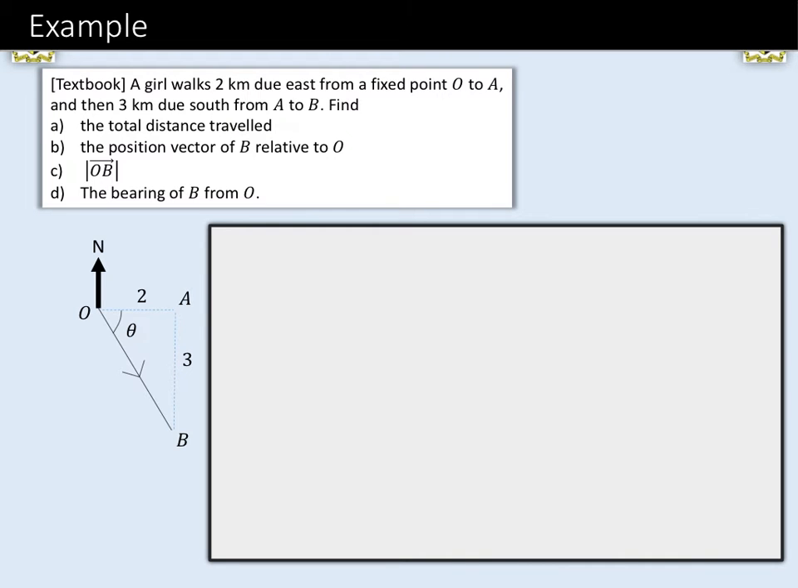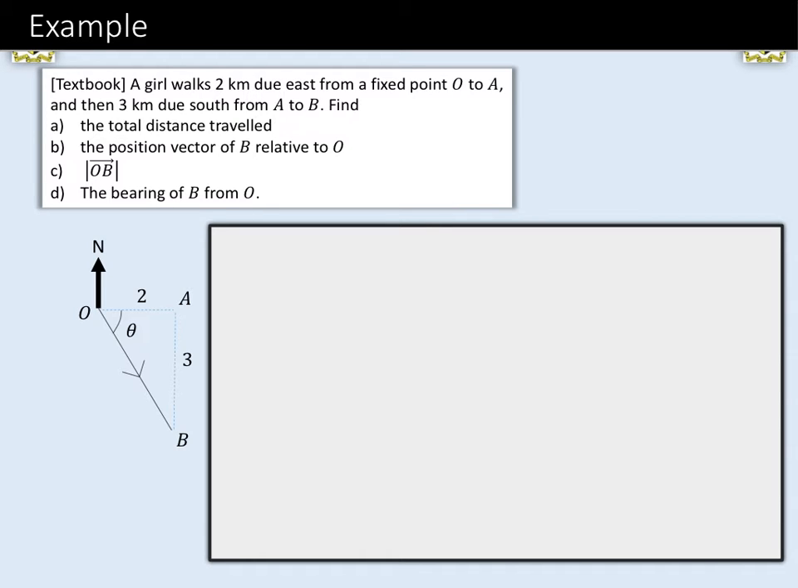Another example with modelling then might be when we're using bearings instead. So it might be that you use bearings and you've got a right angle triangle, or sometimes you might use bearings and you don't have a right angle triangle. So trigonometry is probably going to be involved here because we're looking at angles as well as distances. So if we read this question, then it says a girl walks 2 kilometres due east from a fixed point O to A, and then 3 kilometres due south from A to B. Find the total distance travelled.